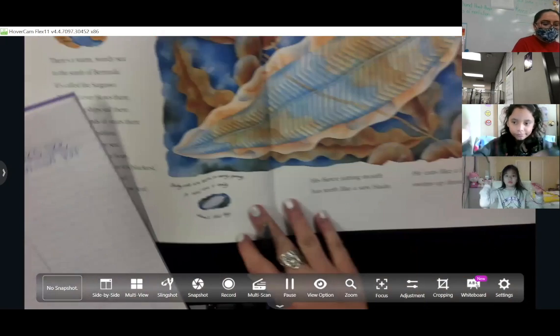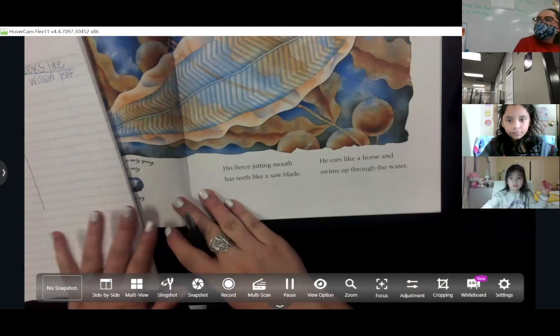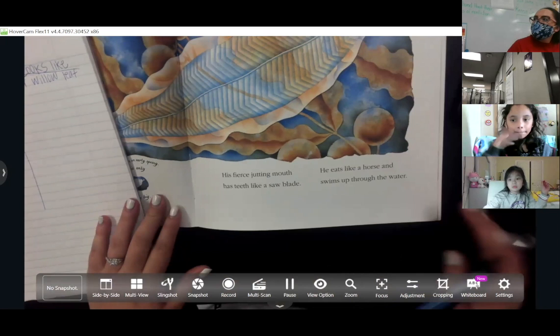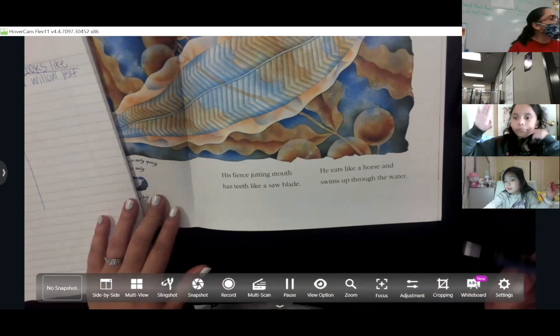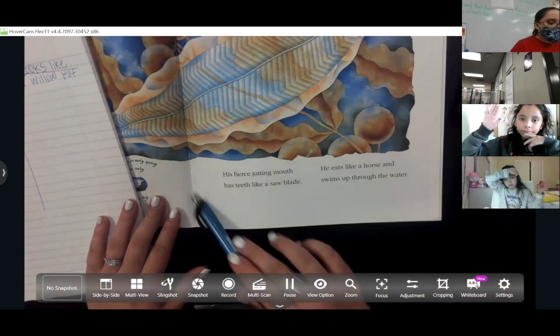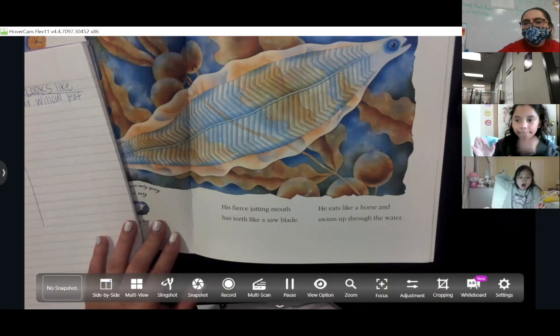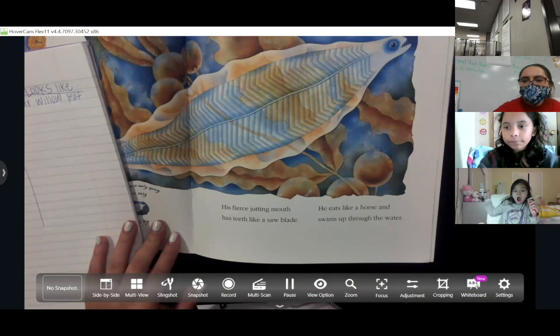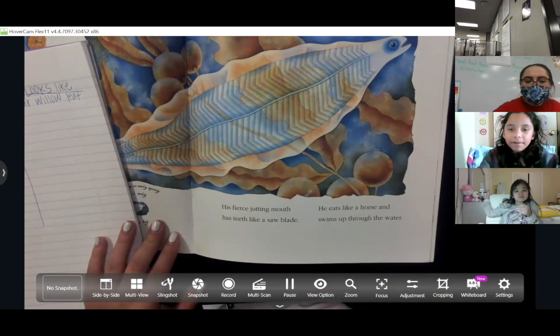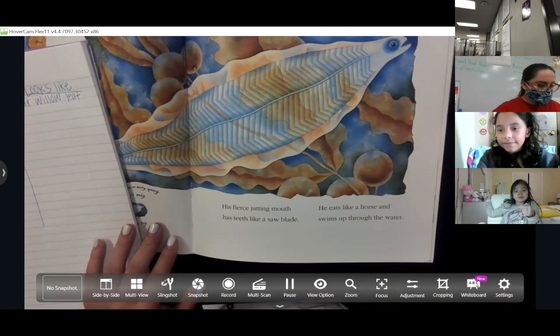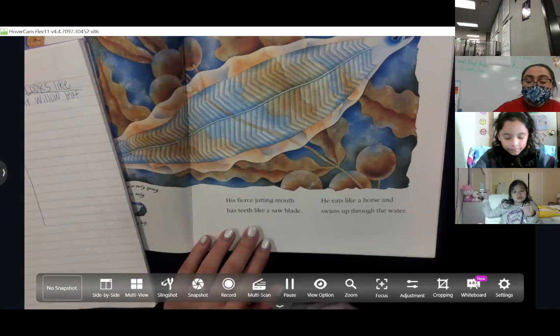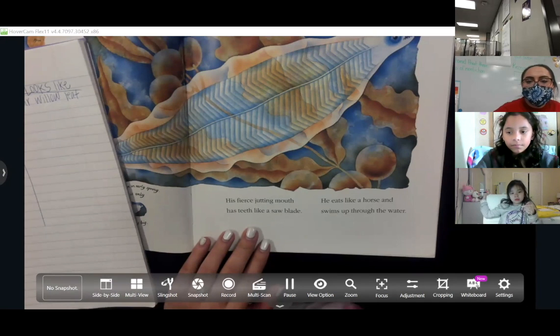What else does it say about the baby eel? What else does it say it looks like? Can anybody tell me on this page what they notice? Coraline, what does it look like? It looks really flat, but it looks like a big leaf. It does. It looks really flat and it looks like a leaf.